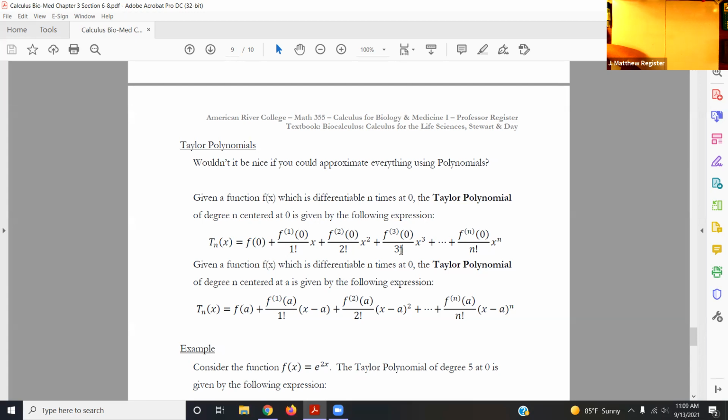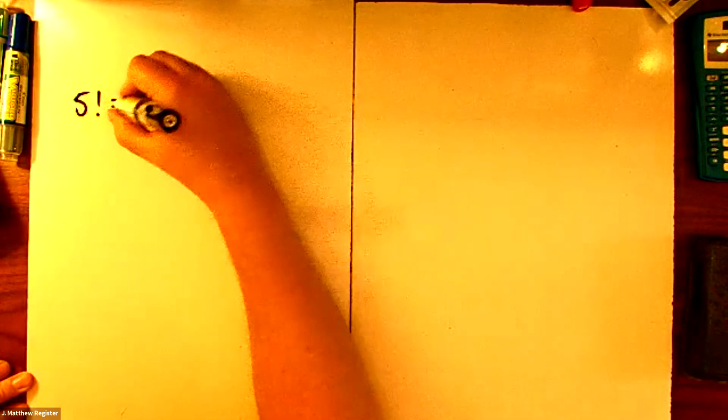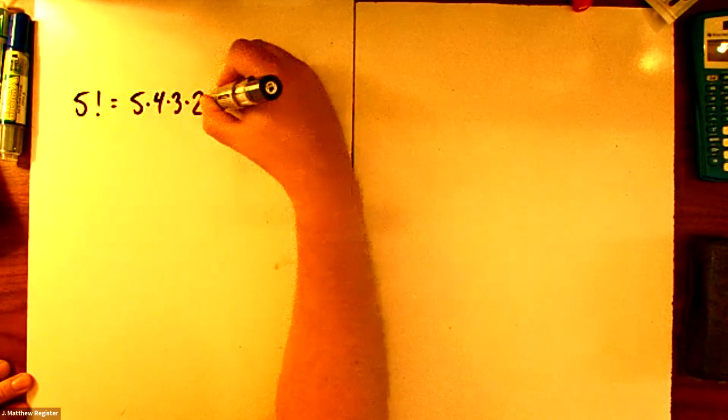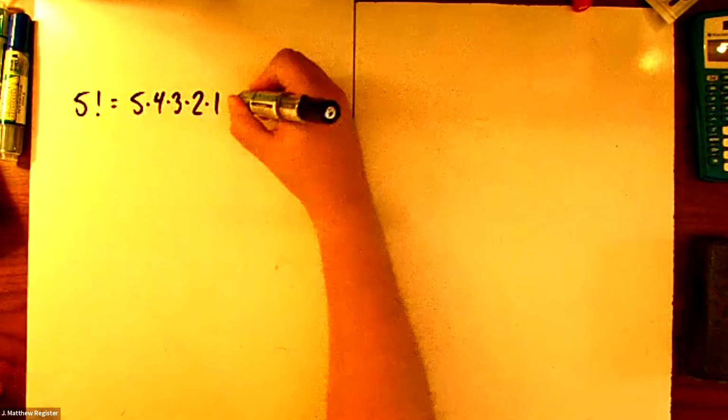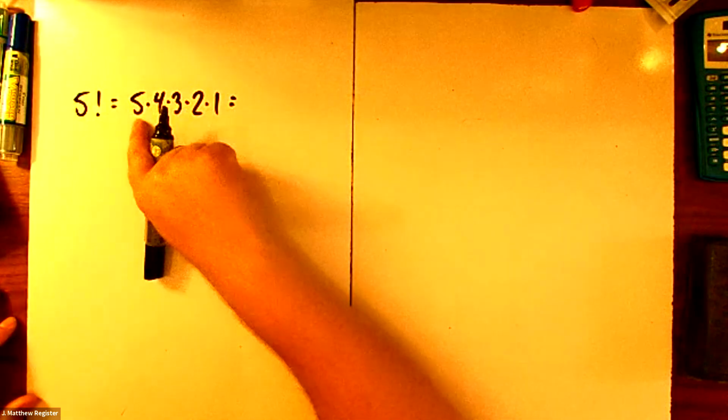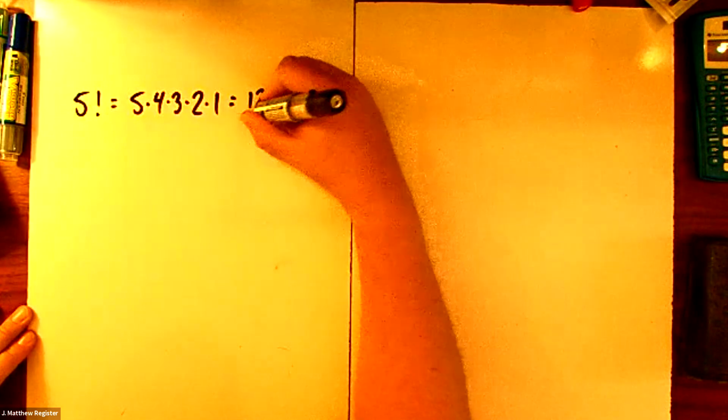For those who aren't aware, a factorial is where you multiply all of the numbers from that number down. So if you were to do 5 factorial, that would be equal to 5 times 4 times 3 times 2 times 1, which is 2, 6, 24, 120.